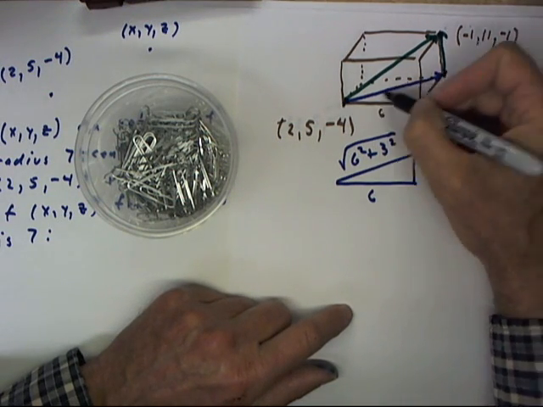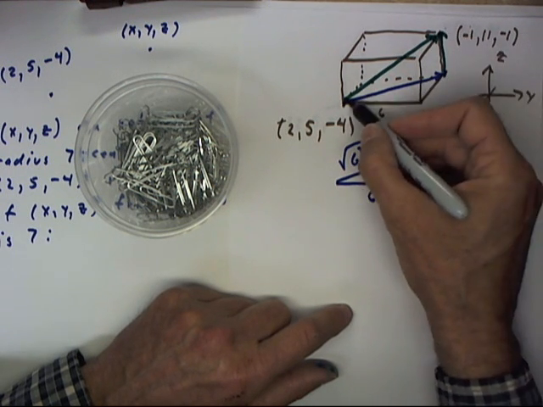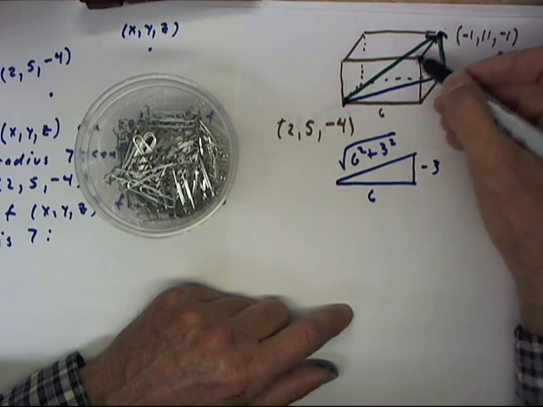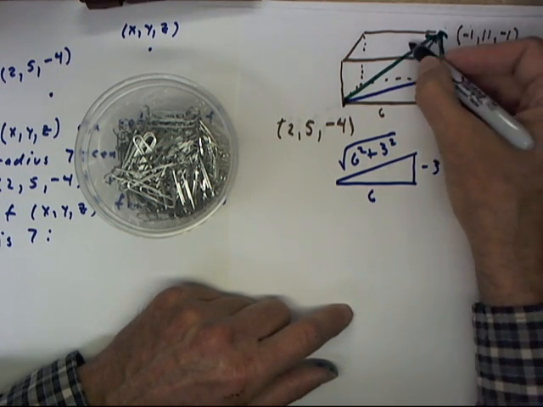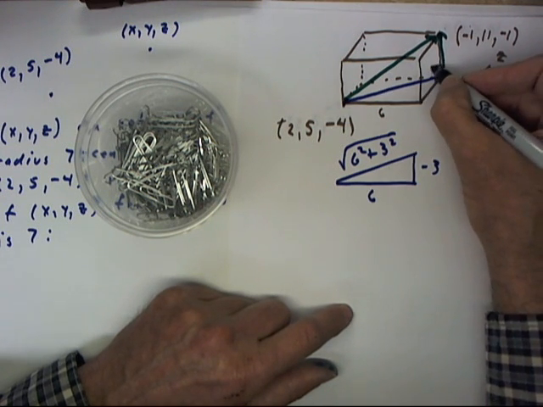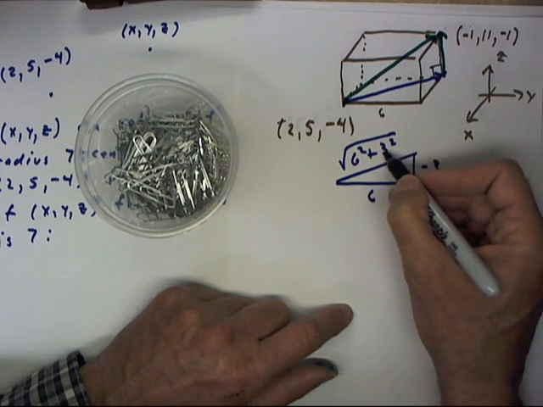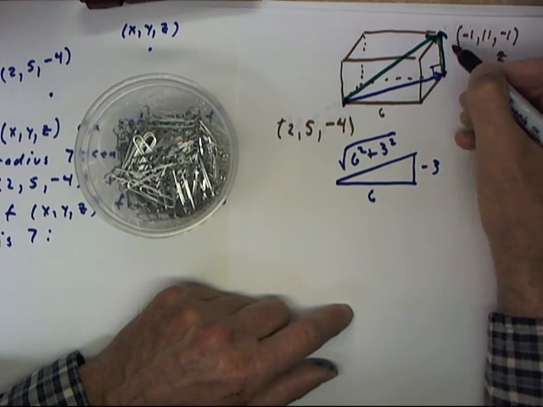The figure that we've just constructed forms a triangle. The blue line, and then the upward green line, and then the diagonal across the solid. These three form a right triangle because we have a right angle here. Now the length of this side is the square root of 6 squared plus 3 squared, as we see here. The length of this side is 3.